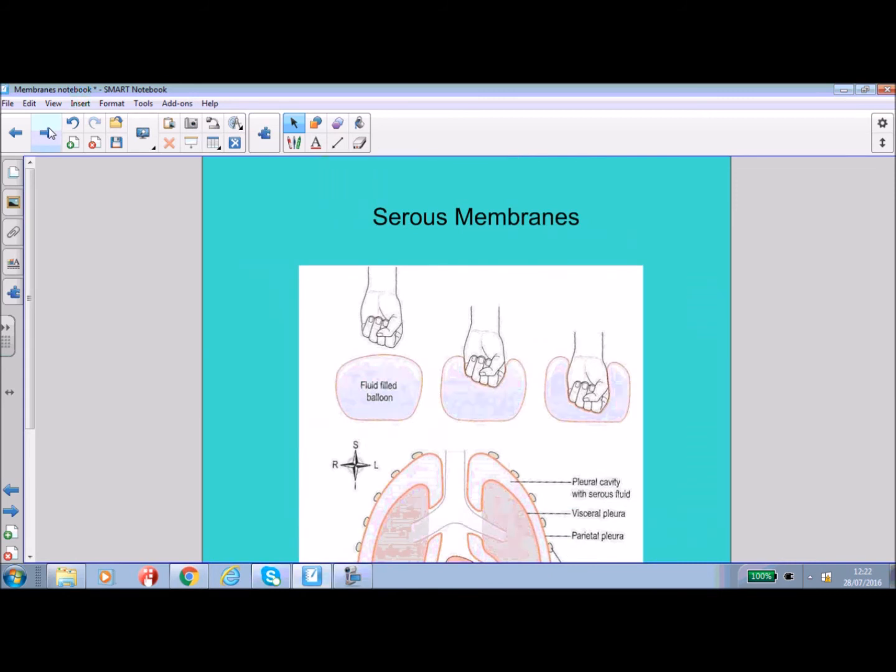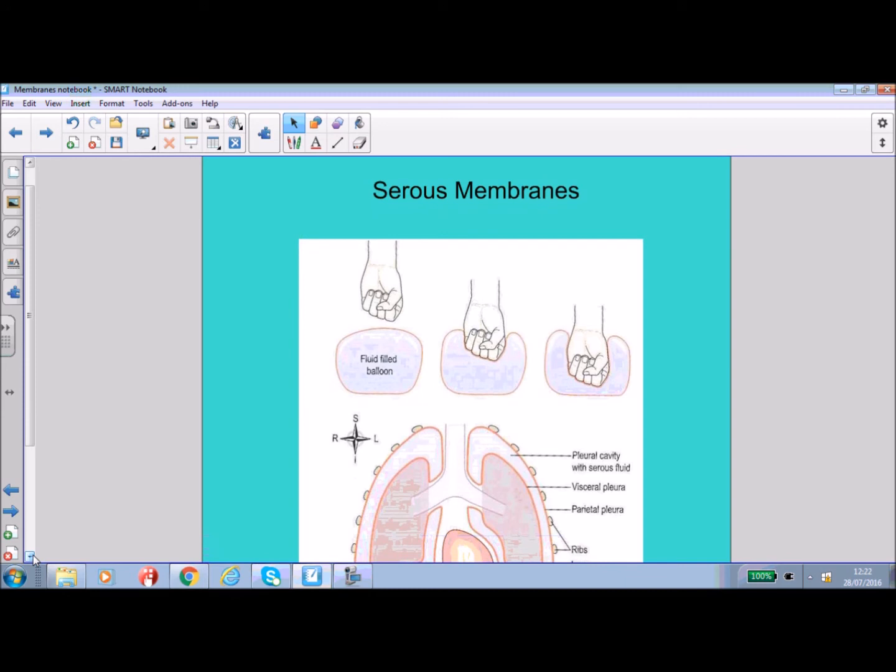So the next membrane to talk about is a serous membrane. And a serous membrane secretes a really fluid, watery liquid. So it's not quite as moist and slippery as a mucous membrane. It's watery, like what you would get out the tap.